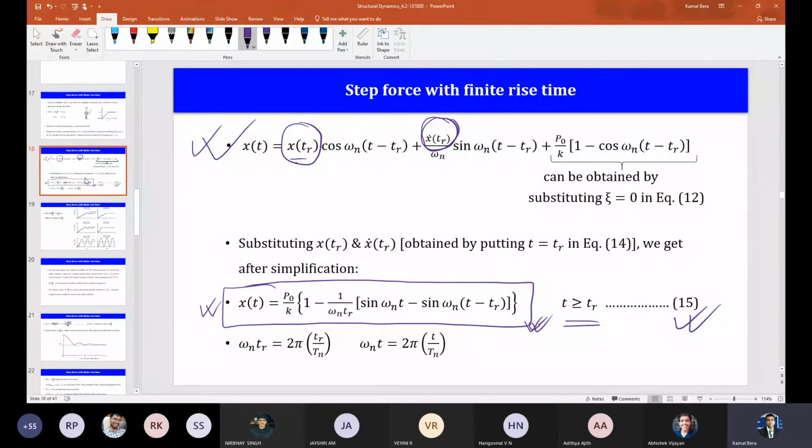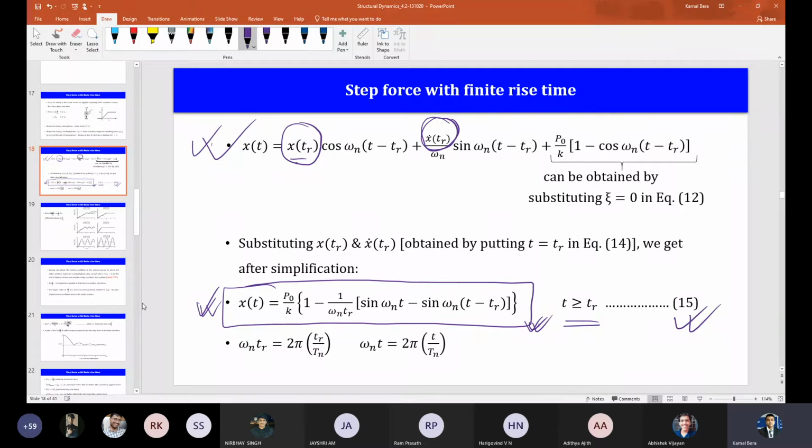Anyway, now tell me, this is the expression, right? x(t). So tell me, at what frequency is the system oscillating? If at all it is oscillating, at what frequency is it oscillating? Omega n. That is the system natural frequency, right? So it will oscillate at the system natural frequency, during the ramp phase as well as the step phase.